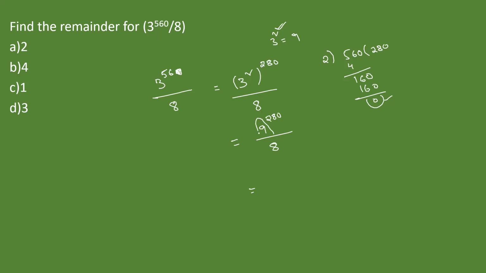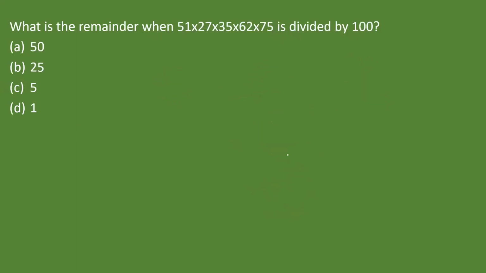Now check what is the remainder for 9 by 8? 1. And we have the power as 280. So our answer here is 1. See here, students, I have split this. Please go through our last session, session number 4, number system 4. Then it will be easy for you to understand how I have written this and how we are solving these things. Right. Then we will move to our next question.